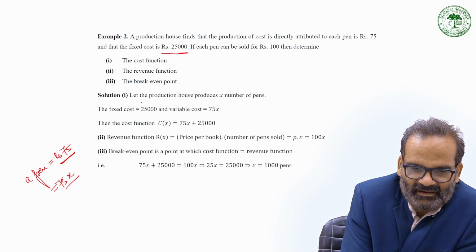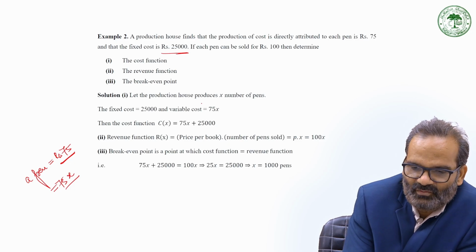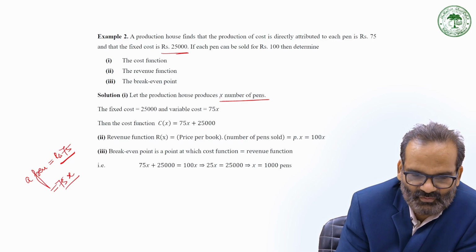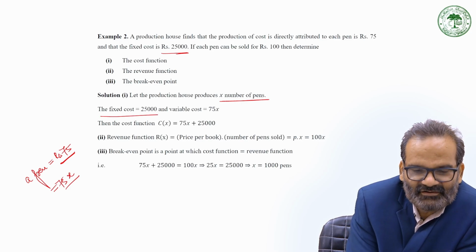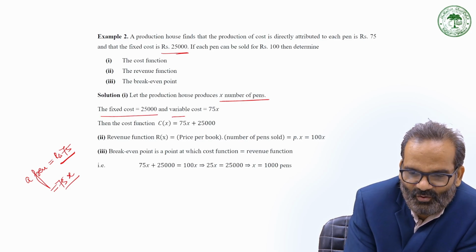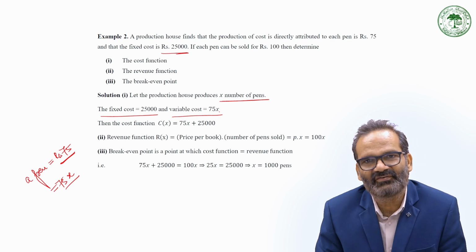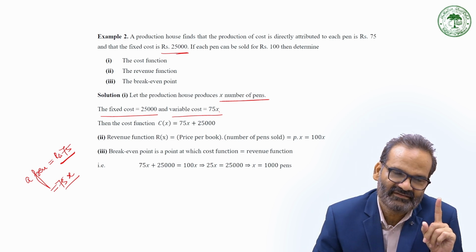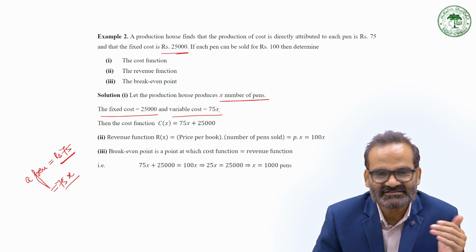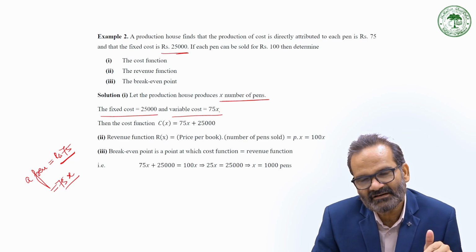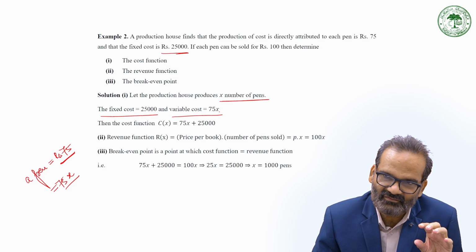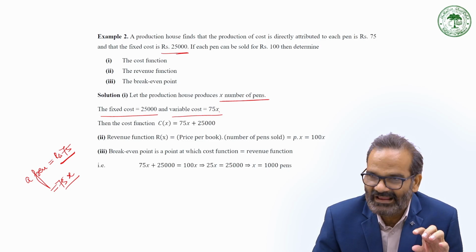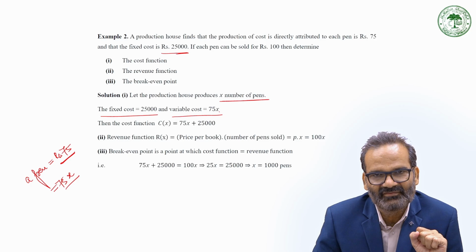So let the production house produce X number of pens, right? The same thing that I have told you. The fixed cost is given to us and the variable cost is considered as 75x because the cost for a single pen is rupees 75. So if X number of pens are being manufactured by the firm, the total variable cost incurred for manufacturing X number of pens will be 75x.